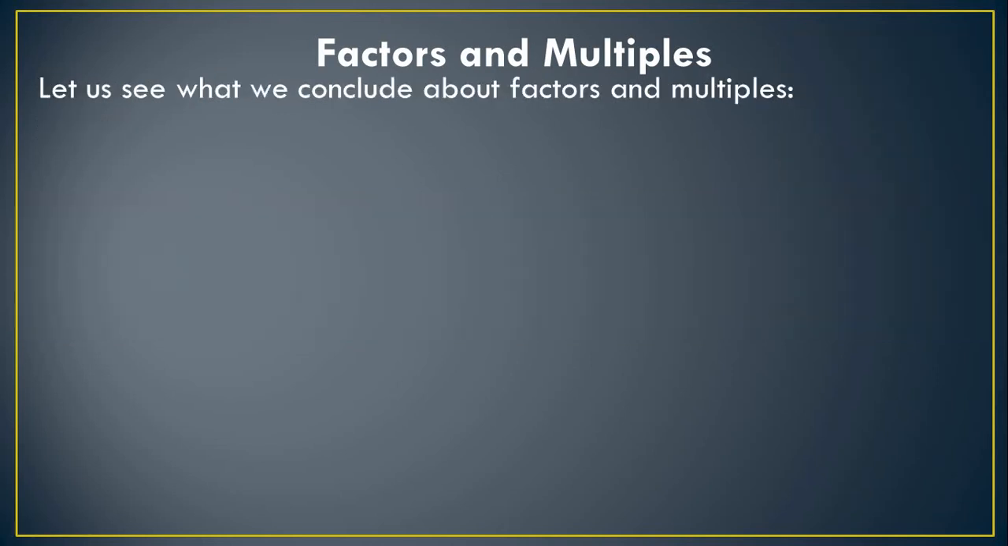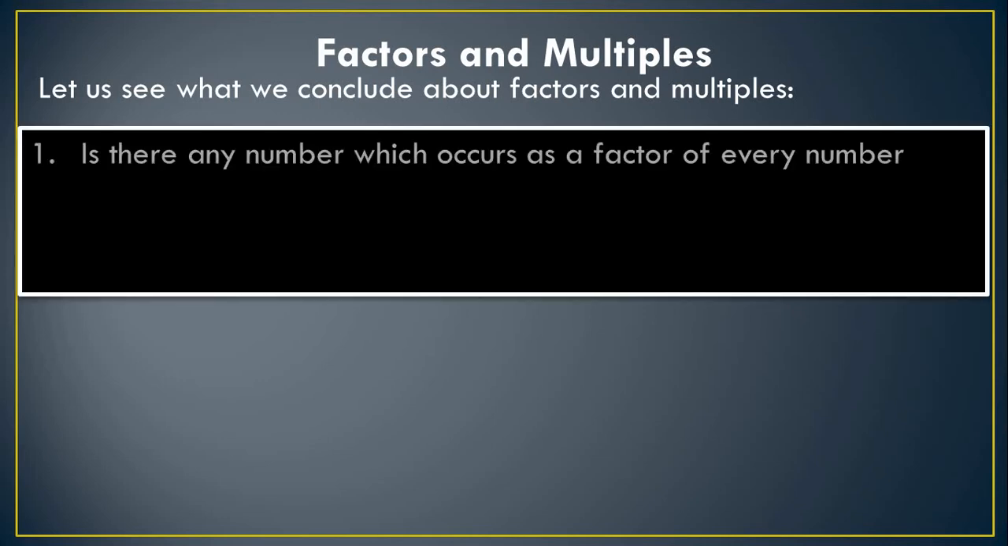Let us see what we conclude about factors and multiples. First, is there any number which occurs as a factor of every number? That is definitely 1, because 1 is a common factor. You take any number, 1 is always present.